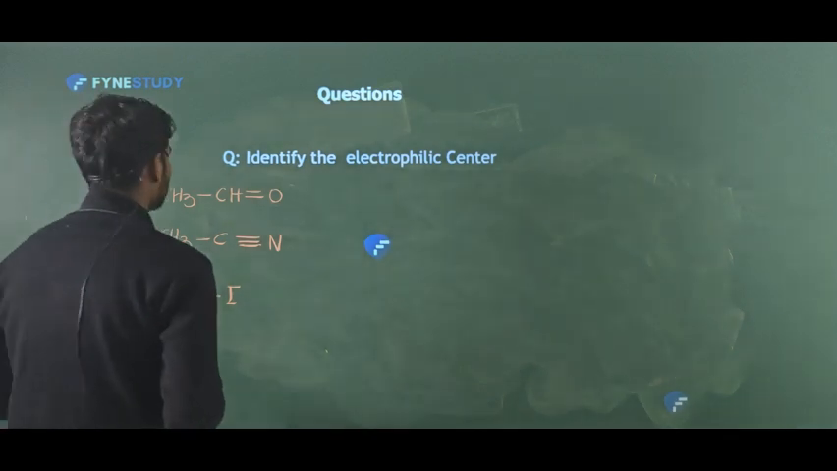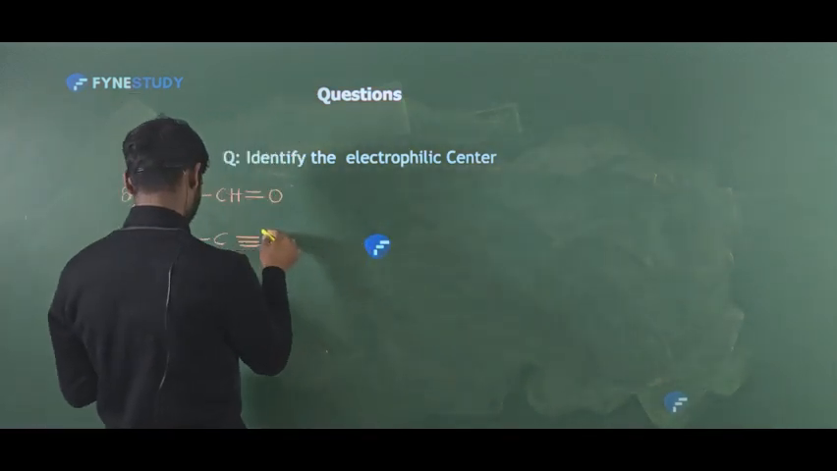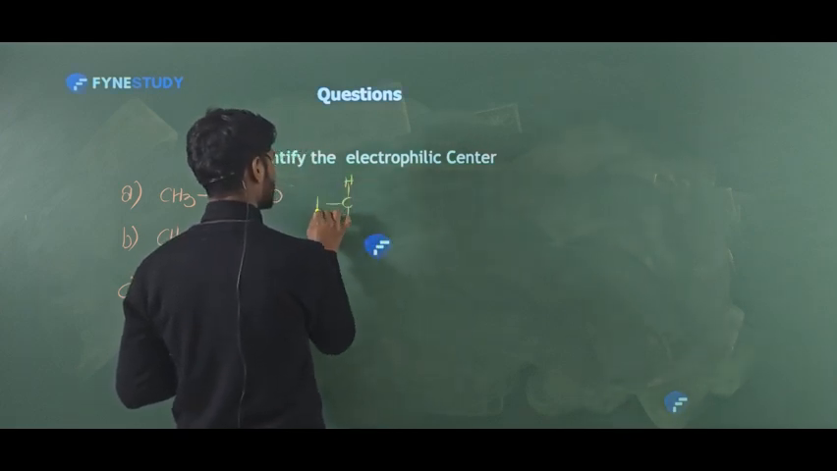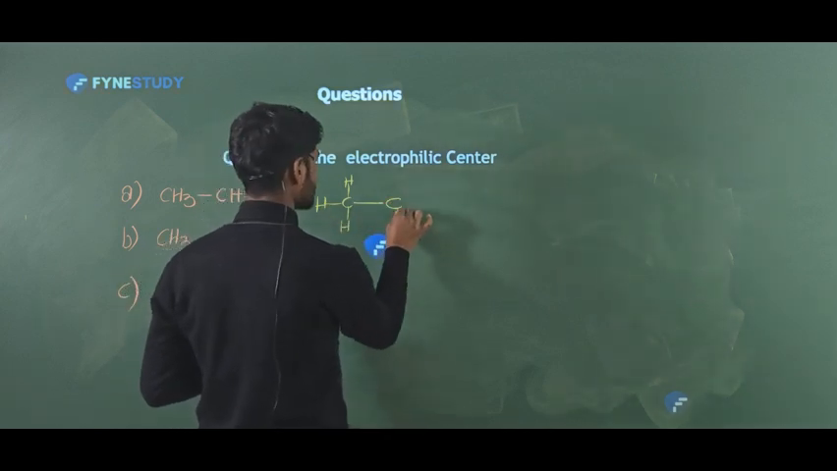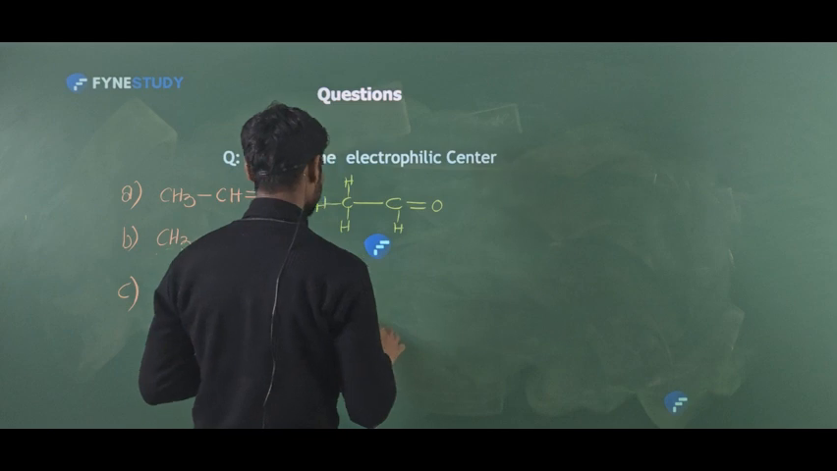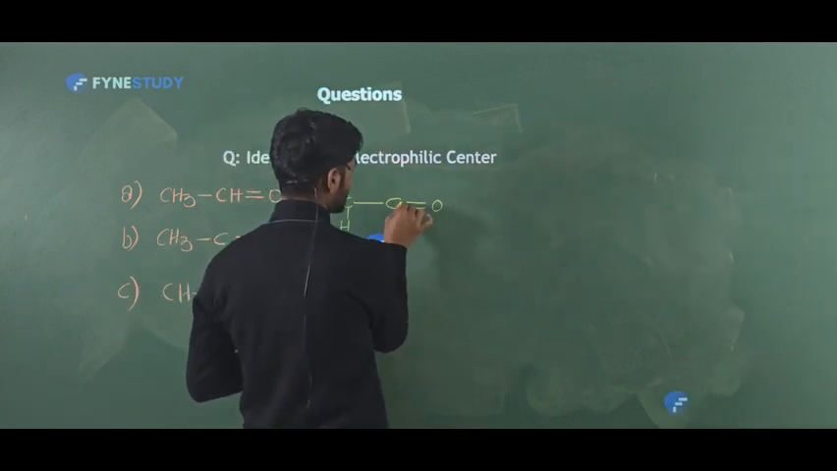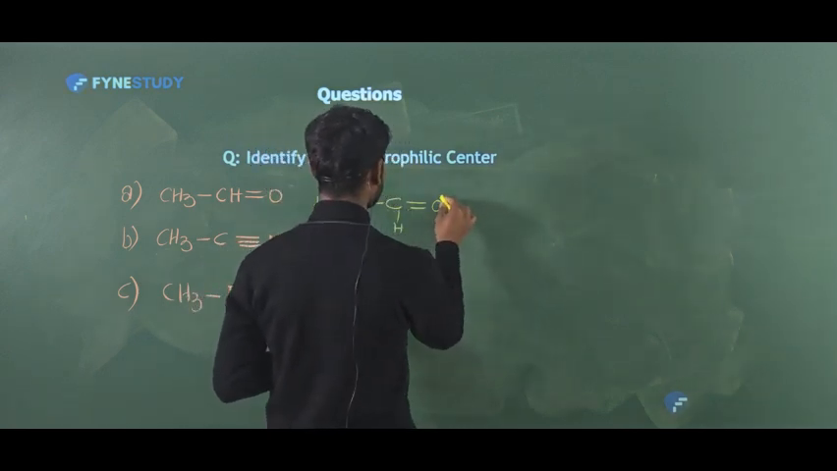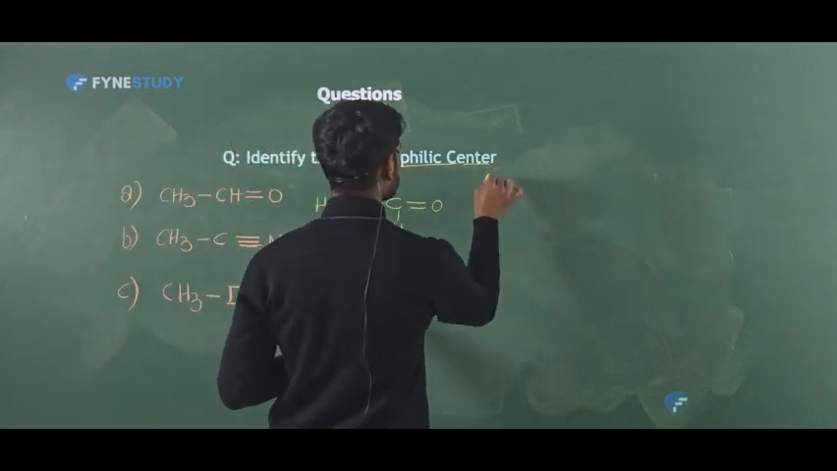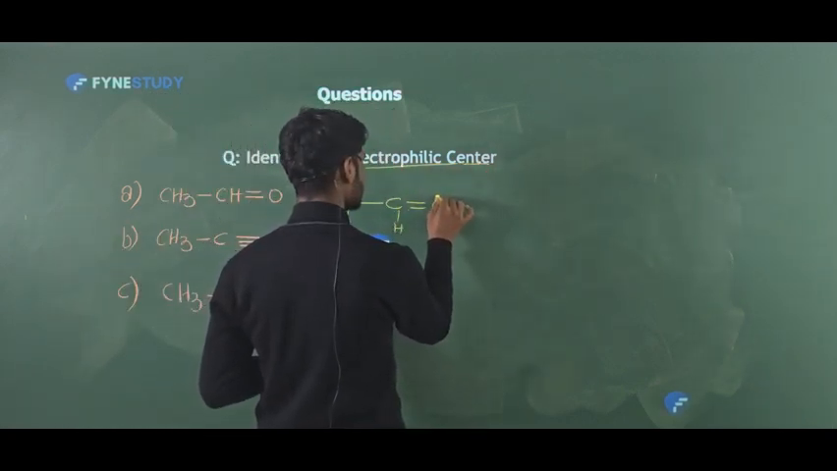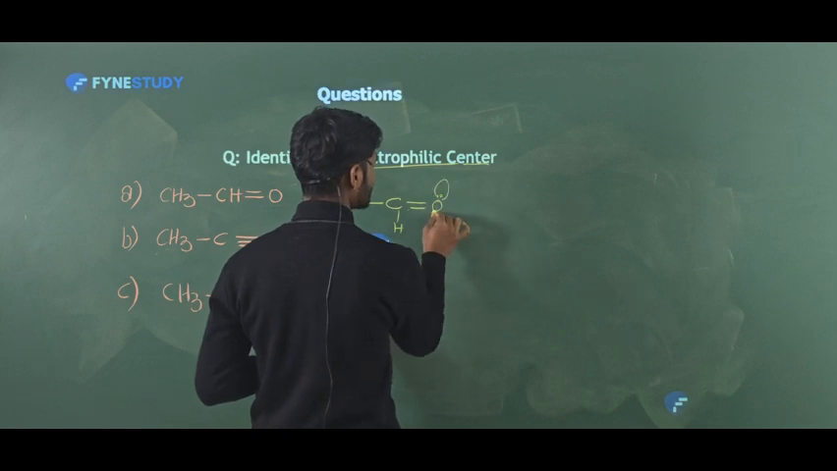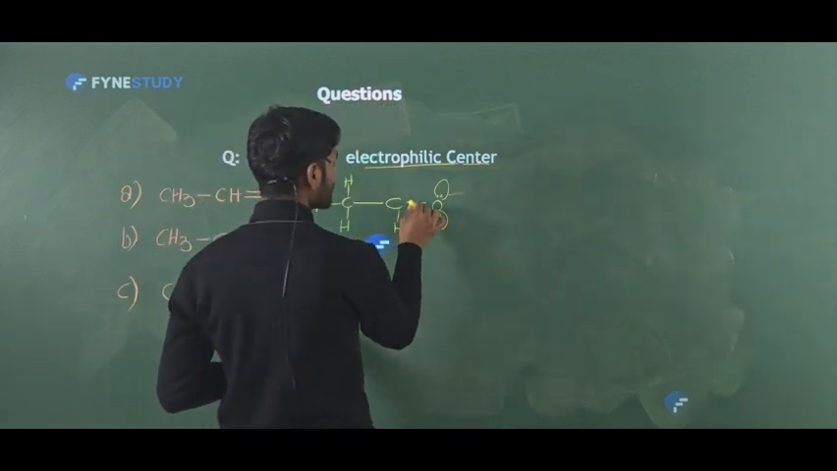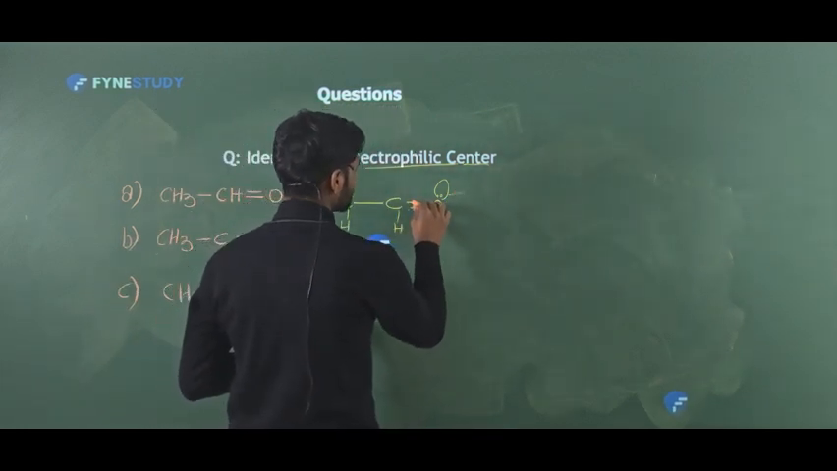Now let's see. If you see here, this one is CH3, and then C double bond O. Here this carbon is having 1, 2, 3, 4, 5, 6, 7, 8, so octet is completed. You have to identify the electrophilic center. Here are 2 lone pairs, so oxygen is having extra, so this one is not deficient. Here is a pi bond, which can be broken.